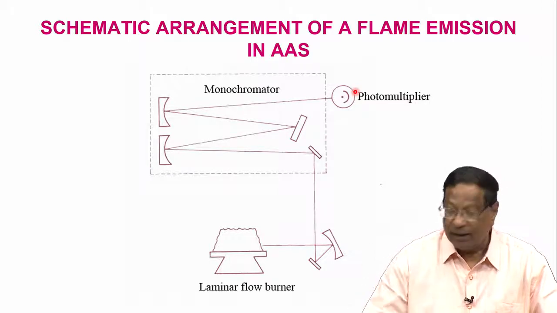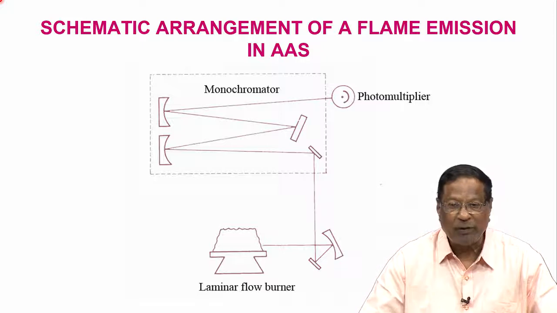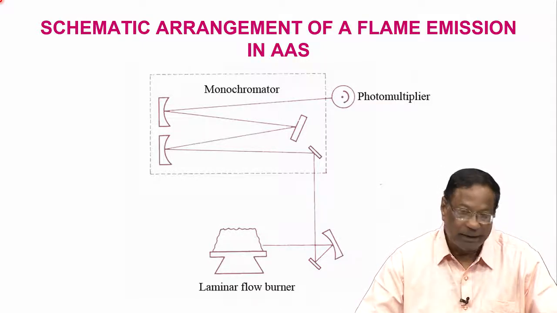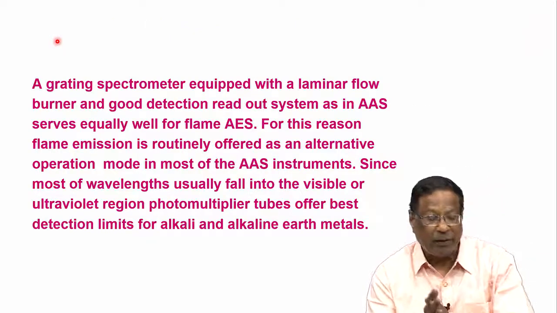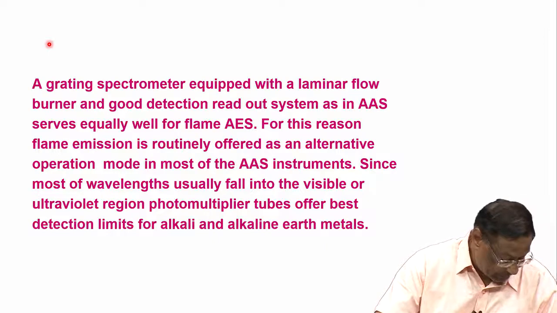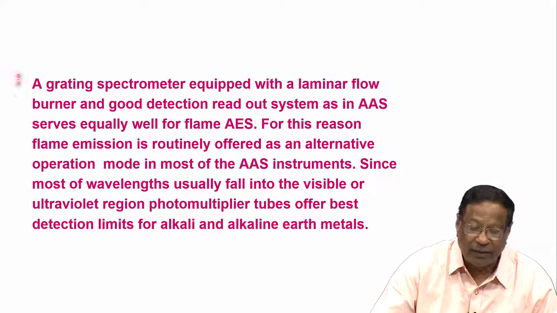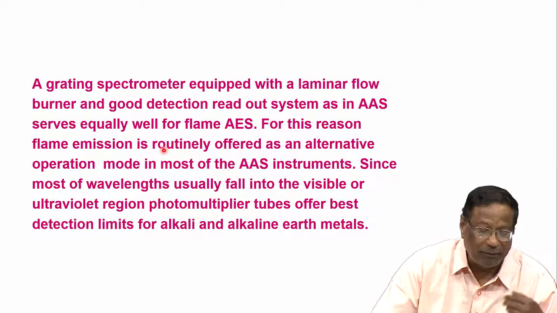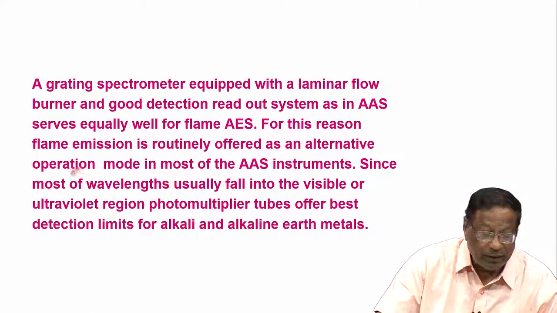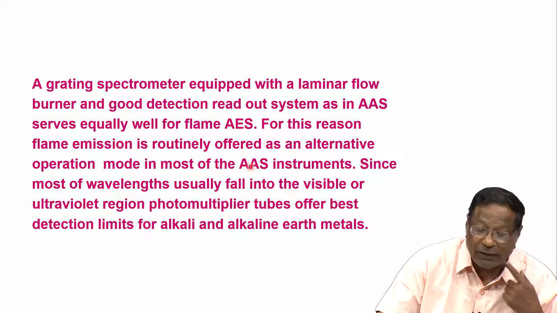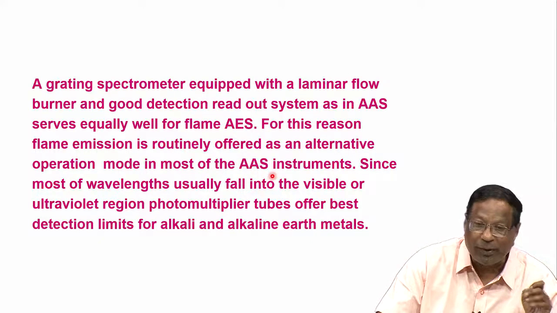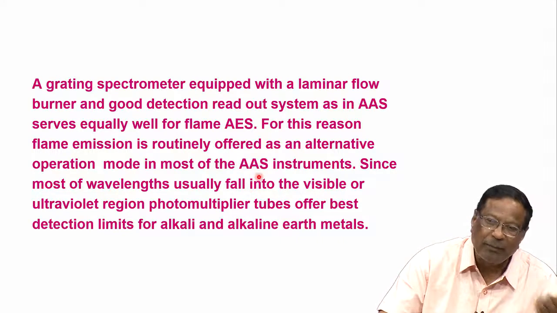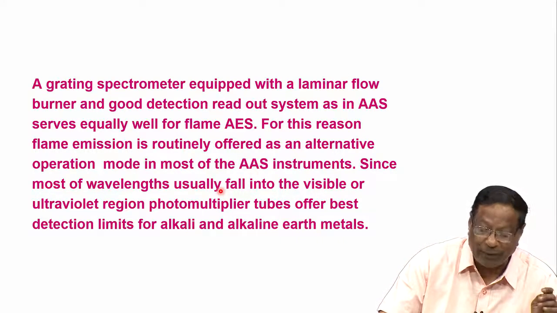Probably in the optics there will be a small switch which will change the configuration in an atomic absorption instrument, but otherwise this arrangement is suitable for a flame photometer also. So, a grating spectrometer equipped with a laminar flow burner and a good detection readout system, as in atomic absorption, serves very well for atomic emission also. For this reason, flame emission is routinely offered as an alternate technology in most atomic absorption instruments. Even if you do not ask, the provision will be there whenever you buy an atomic absorption instrument.